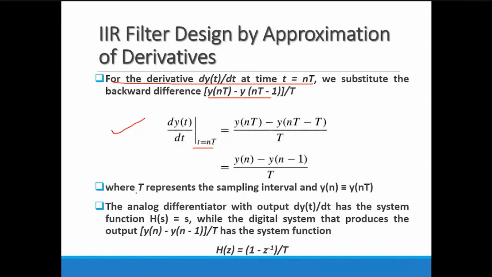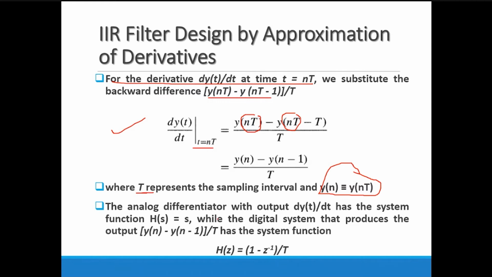Here T represents the sampling interval, and y(n) can be considered as y(nT) for this particular sampling interval. So y(n) is equivalent to y(nT). We replace all these terms with n. Because T represents the sampling interval, for that particular sampling interval we can take y(n) equivalent to y(nT).